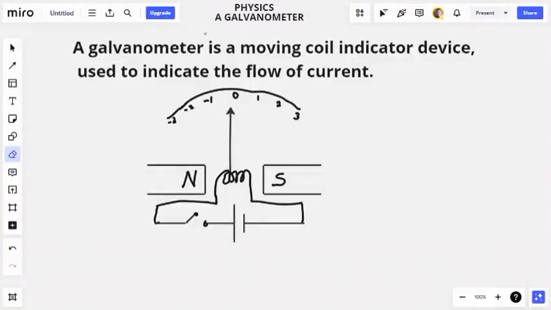Now let's look at the device called galvanometer, what it is. Now I'll say a galvanometer is a moving coil indicator device used to indicate the flow of current. So based on that definition, you recall the theory of electromagnetic induction or electromagnetism. And what does electromagnetism say?